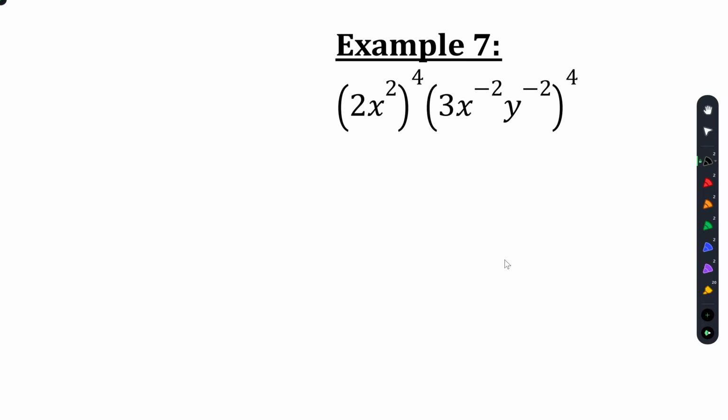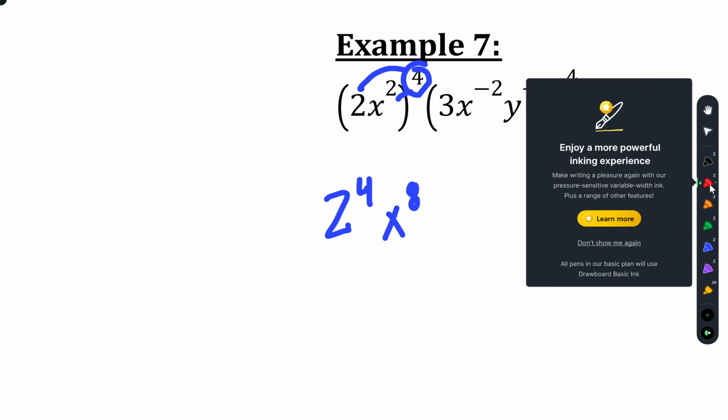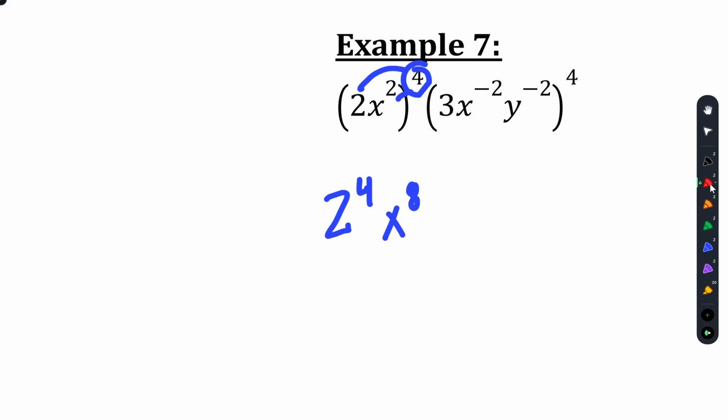How would I rewrite that? Two to the 4th power, x to the 8th power. Exactly. You're multiplying those exponents. Let's take care of the right side. What does that look like?